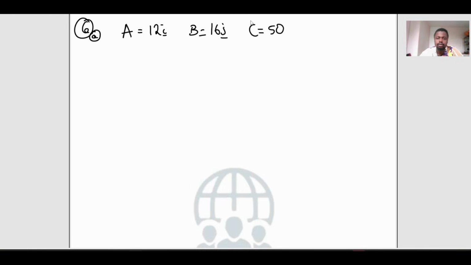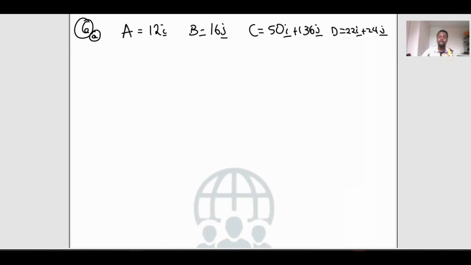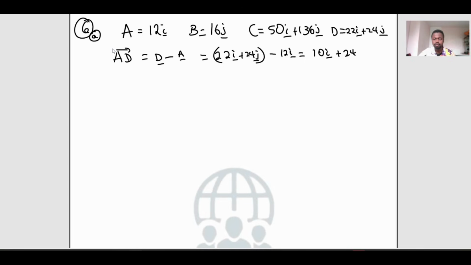Then D is 22i plus 24j. So it says show that AD is parallel to BC. So I need to get the vector for AD firstly. AD is going from A to D. So you have to do vector D minus vector A. So vector D is 22i plus 24j minus vector A, 12i. So if you do this subtraction, you're going to have 10i plus 24j.